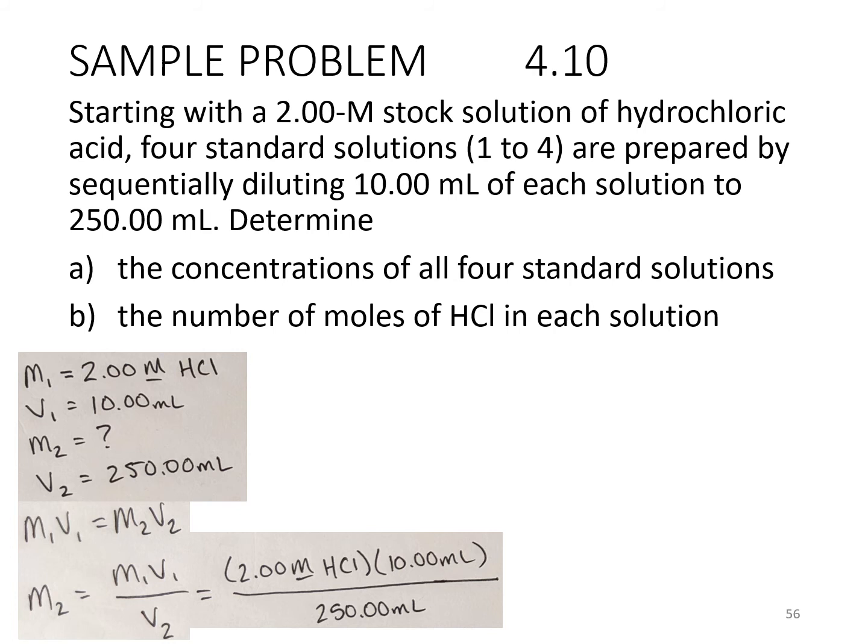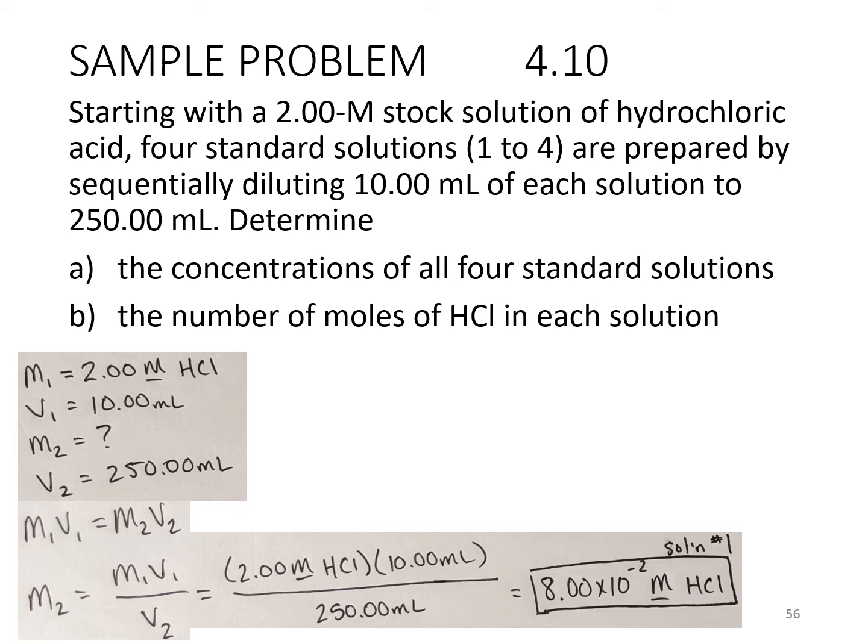And we just plug that in. So 2 molar solution times 10 milliliters divided by 250 milliliters. This should give us a molarity of hydrochloric acid for our new 250 milliliter solution. So we get 8.00 times 10 to the negative 2 molar HCl. We're calling this solution number 1. Okay, so that's our first standard solution. You can see we diluted it. It is now much less concentrated than our original standard stock solution of 2 molar. It's significantly more dilute, 25 times more dilute. So we're going to call this solution number 1.